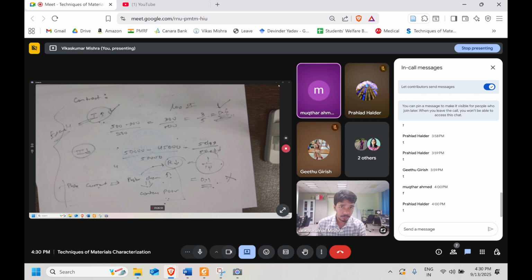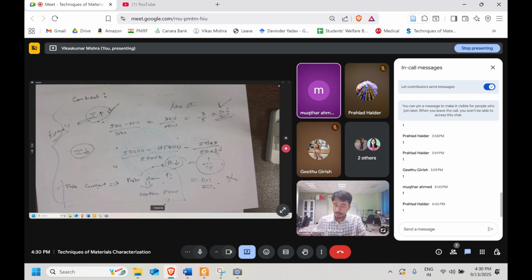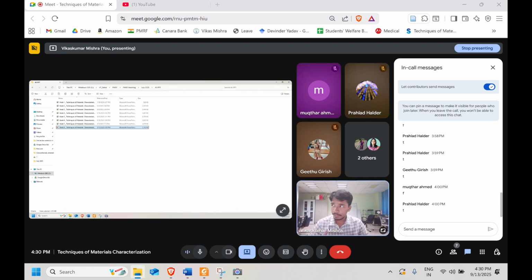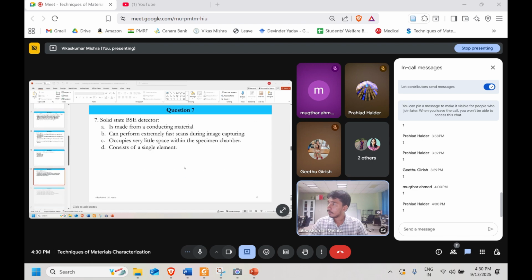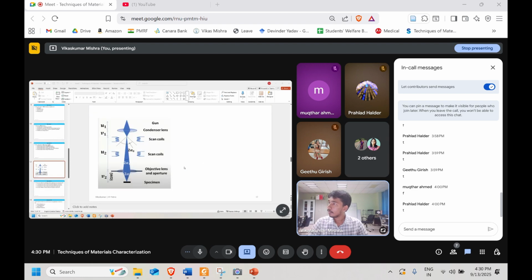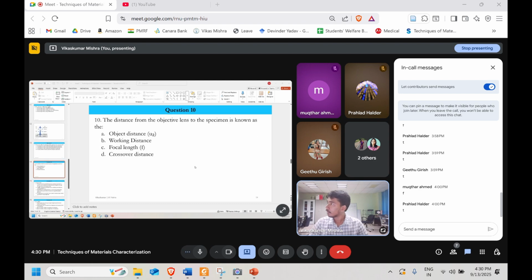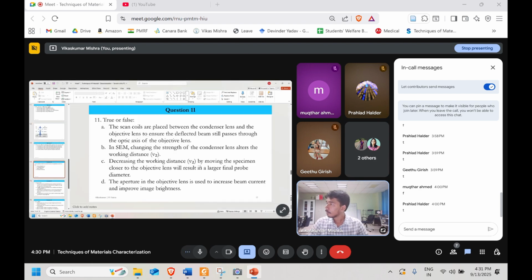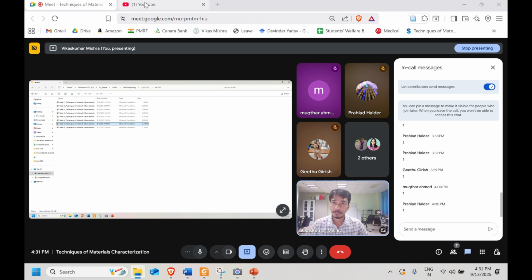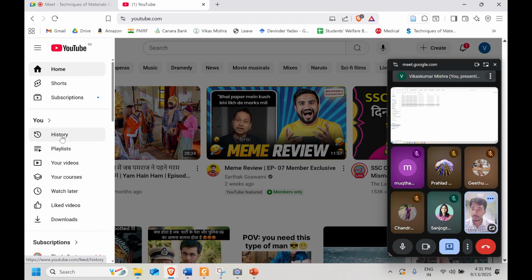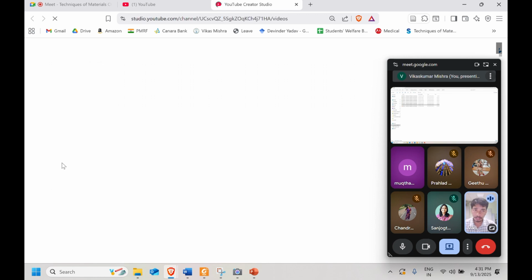So here I'm going to another part: how the current is influenced, that means the probe size and current, how it is influenced. How is the current going to influence the magnification? Let's see the week 7 content that we have covered. This was the thing that we have covered. Okay, let me show you. I think we have already discussed this. Just a minute.